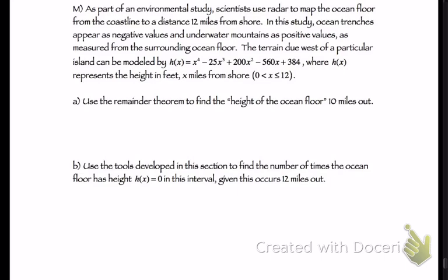Let's back the train up a little bit. It says ocean trenches appear as negative values and underwater mountains as positive values. So think about that picture that I just had there. That's what it's saying, and I think that gives you a better understanding of wrapping your brain around this. This is the domain of my function because I told you we only want to go to a distance 12 miles from the shore. So we're talking about a distance of 12 miles from the shore.